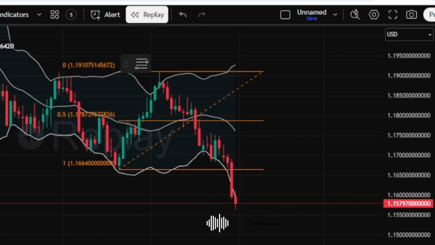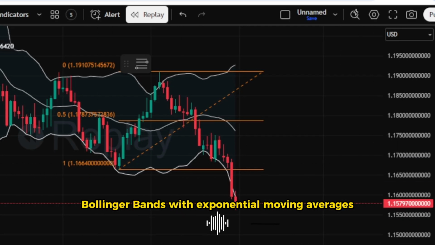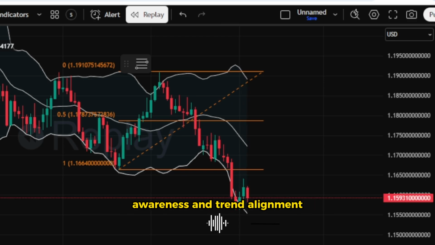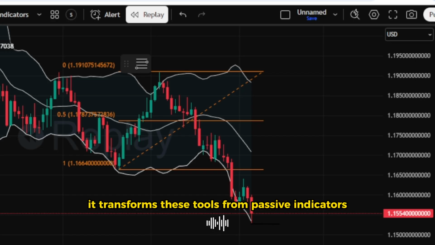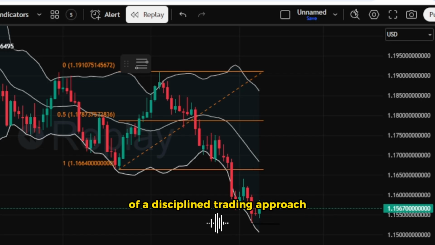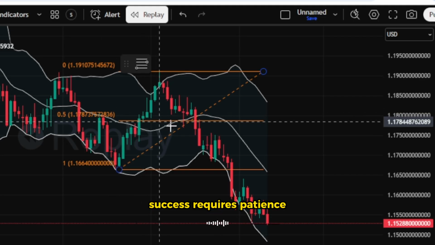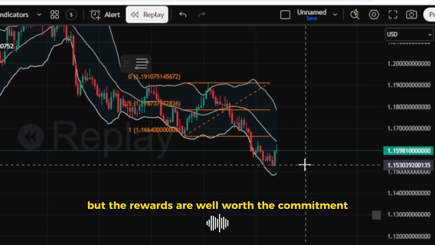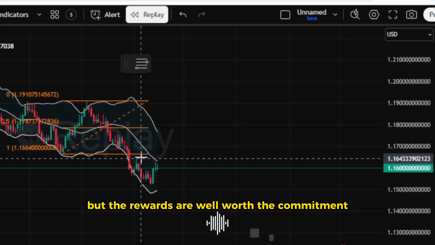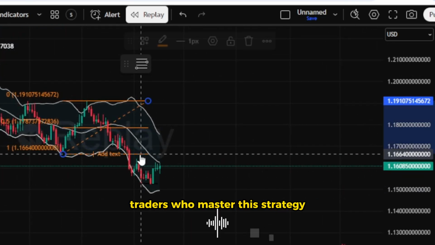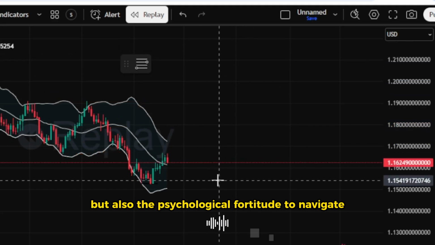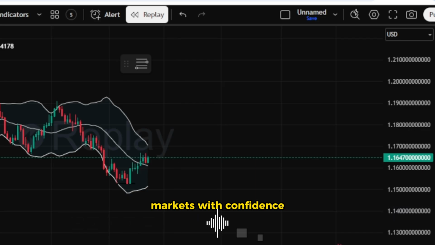Final thoughts. Combining Bollinger Bands with exponential moving averages represents a fusion of volatility awareness and trend alignment. It transforms these tools from passive indicators into active components of a disciplined trading approach. Success requires patience, clarity, and adherence to process, but the rewards are well worth the commitment. Traders who master this strategy gain not only technical proficiency, but also the psychological fortitude to navigate markets with confidence.